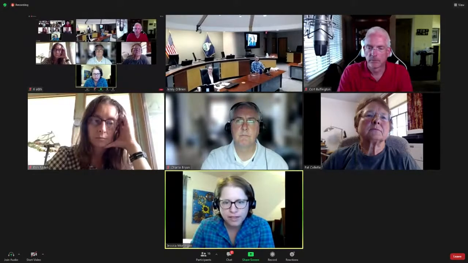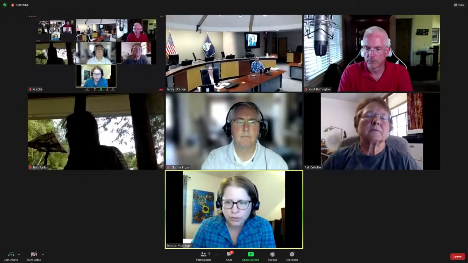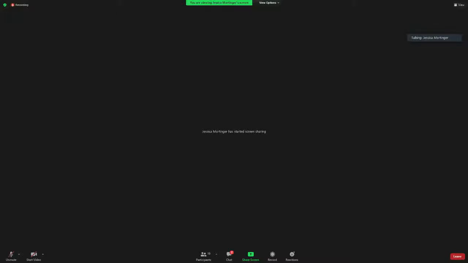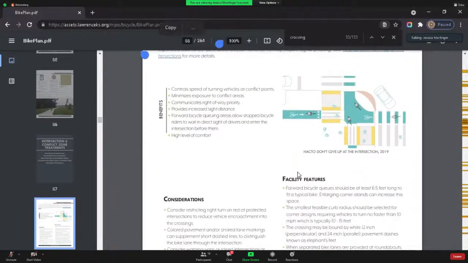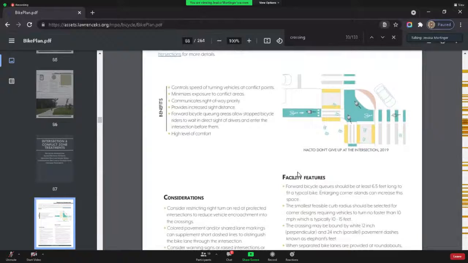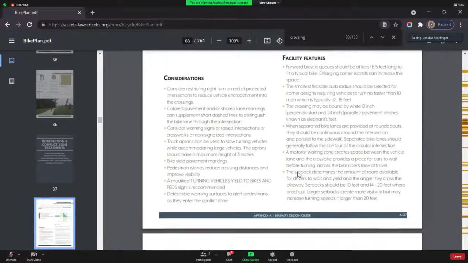So I think some of this exists, and maybe that's where there just needs to be a little more study. So here, hopefully you can see I have the bike plan pulled up, and I'm in the design guide section called intersection and conflict zone treatments. There is a bunch of guidance in here around crossing design, and there are some standards based on which type of bikeway. In some cases it talks about, in each category of bikeway type, which types of crossings or improvements are acceptable.